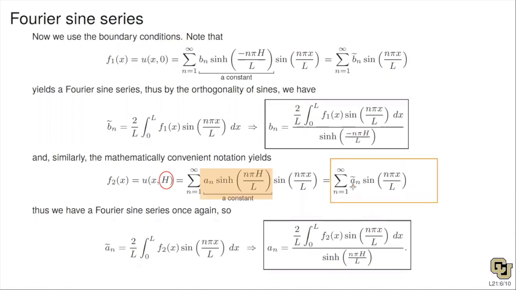I can use the orthogonality to solve for a sub n tilde. And then, a sub n tilde, I can divide out the constant to solve for a sub n. And so then we've solved 1/2 of this Laplacian problem, where we're looking at the boundary conditions when y equals 0 and y equals h. So boundary conditions at the top and bottom of the rectangle.